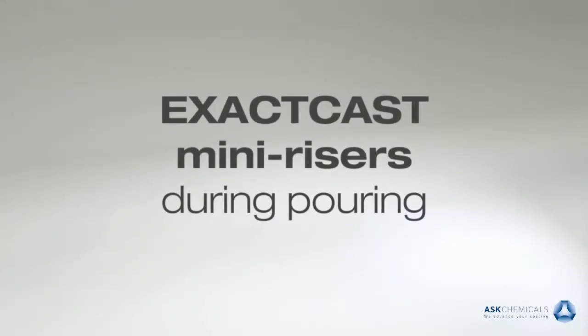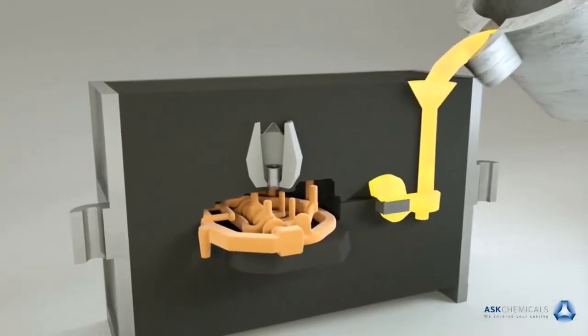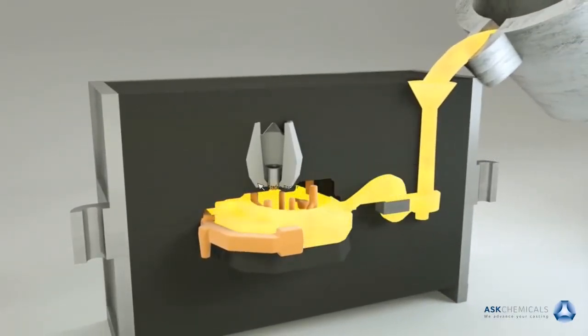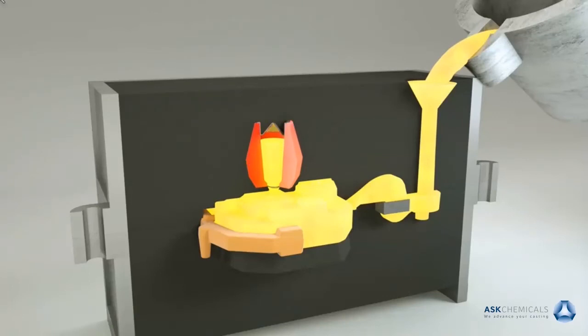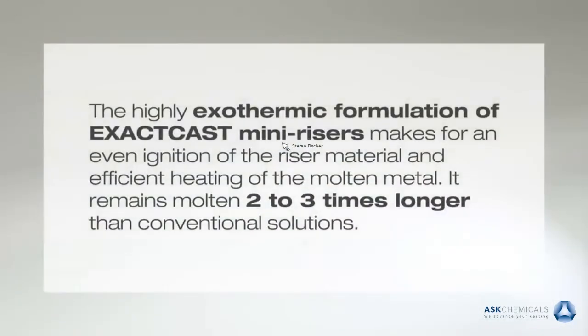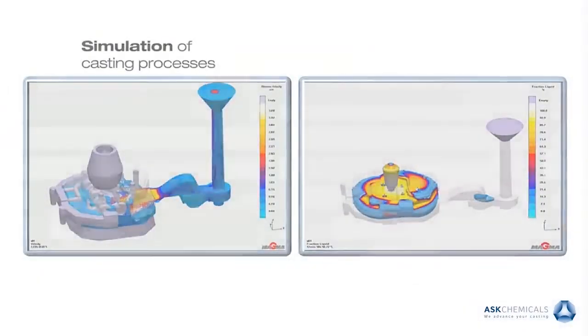And we see what happens during the pouring process. When the liquid iron arrives at the riser, with the heat from the liquid iron, the riser starts burning and keeps the liquid metal liquid longer inside the riser. This is up to 2 or 3 times longer than in non-exothermic solutions.